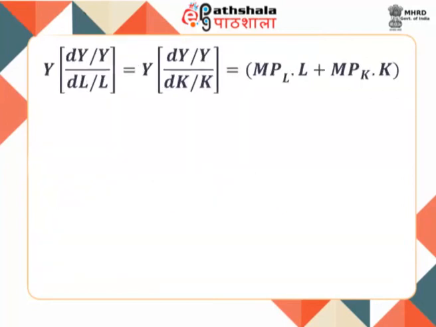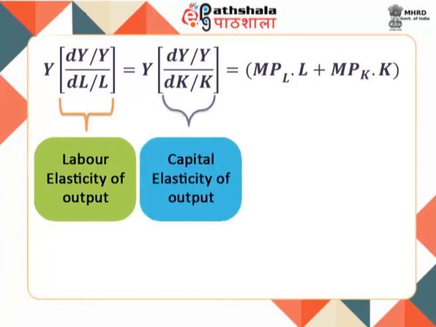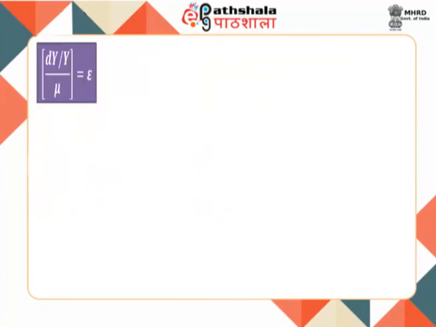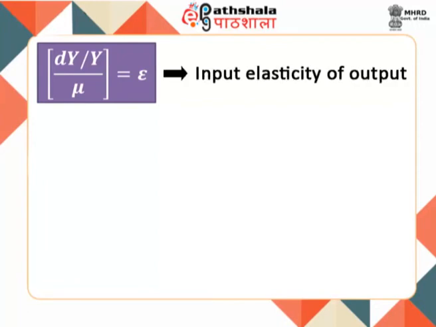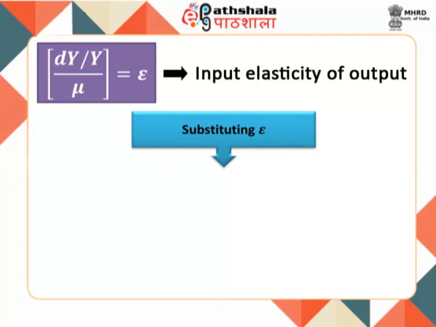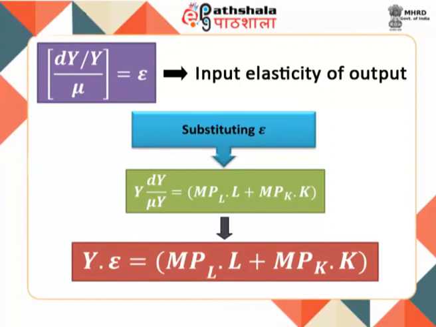Here, dY by Y divided by dL by L is equal to labor elasticity of output. dY by Y divided by dK by K is equal to capital elasticity of output. In general, dY by Y divided by mu equals epsilon, the input elasticity of output. Substituting epsilon in Y into dY by mu Y equals MPL into L plus MPK into K, we get Y into epsilon equals marginal product of labor into L plus marginal product of K into K.